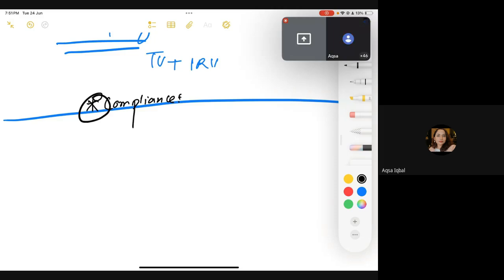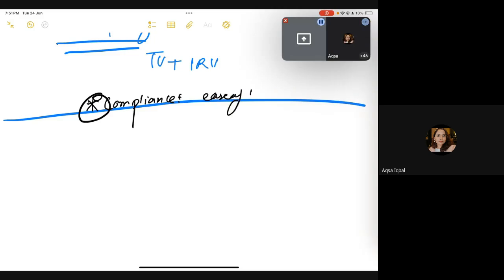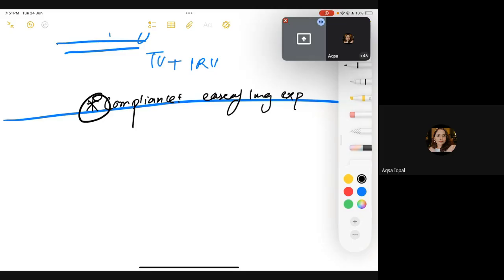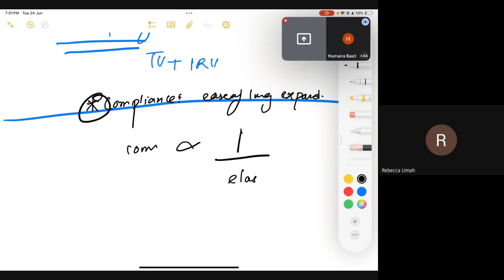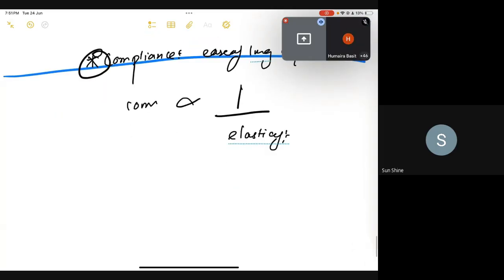Compliance is the ability of the lungs to expand, right? Okay, we discussed that compliance is inversely related to what? Elasticity. And you know the concept. Why? Remember the shopping bag and the balloon? Yes. So it's inversely related to elasticity. So let me ask you some questions.